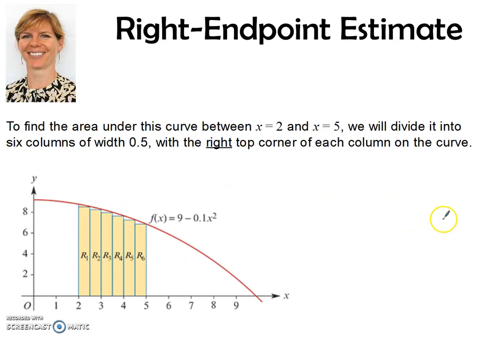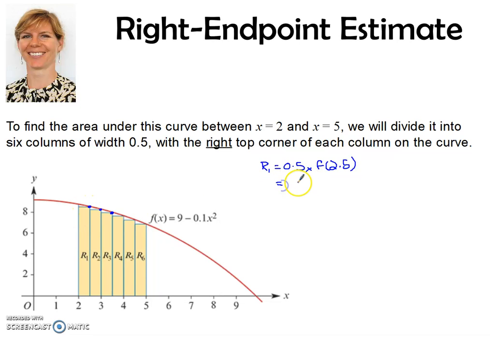Now we can do exactly the same thing with the right endpoint estimate, except instead of having the point on the curve up here, we take the right one. So it's this one, this one, this one, and you can see that we're going to get a bit of an underestimate here because each of those columns is a little bit smaller. So doing exactly the same thing, R1 is going to be 0.5. Instead of being the value of the function when x is 2, it's going to be the value of the function when x is 2.5, because we're looking at the right point here.